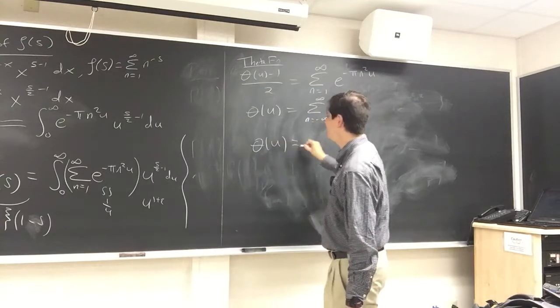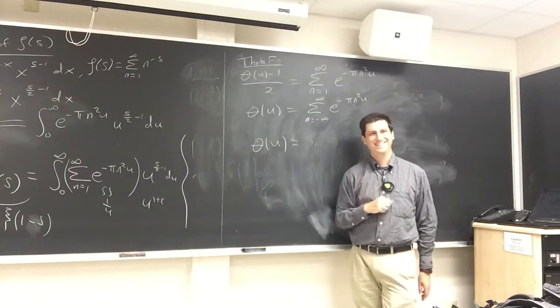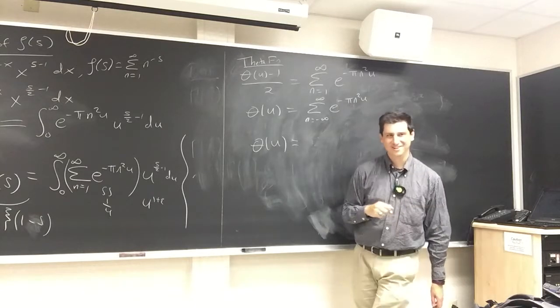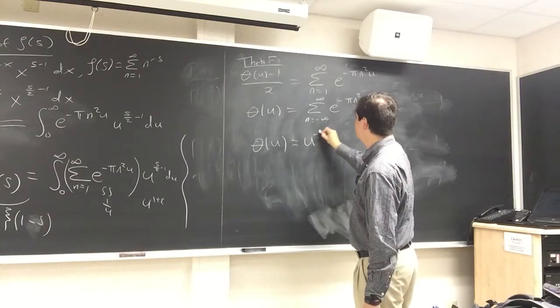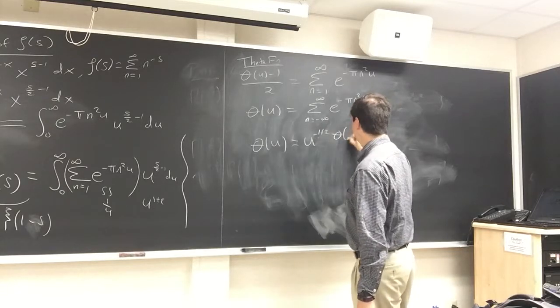Anybody want to guess what that remarkable property is? The glories of the sideboard, right? It equals u to the negative 1/2 theta of 1 over u.